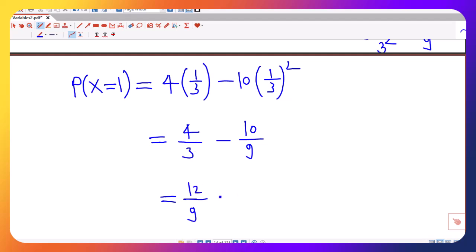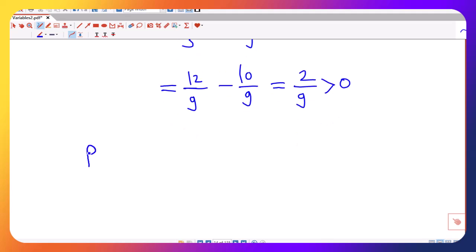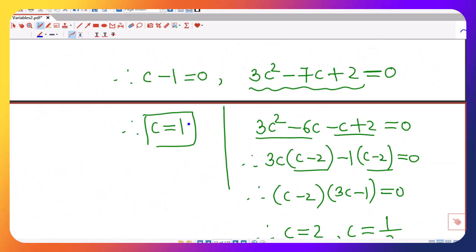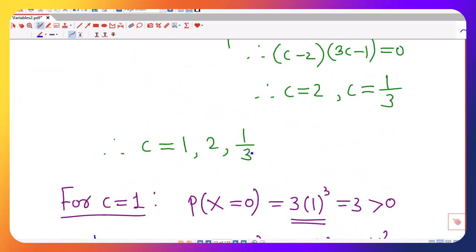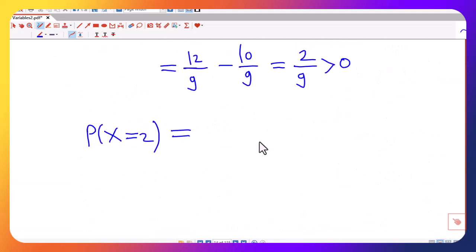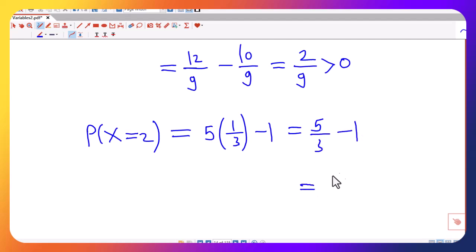So here I have 12 by 9 minus 10 by 9, that is 2 by 9, and this is also positive. Now I find for x equal to 2. For x equal to 2, what is the value given in the problem? It is 5 times c minus 1. So now I put c equal to 1 by 3 in 5c minus 1. 5 into c, that is 1 by 3, minus 1. So I have 5 by 3 minus 1, and if I simplify this, I will have 2 divided by 3.